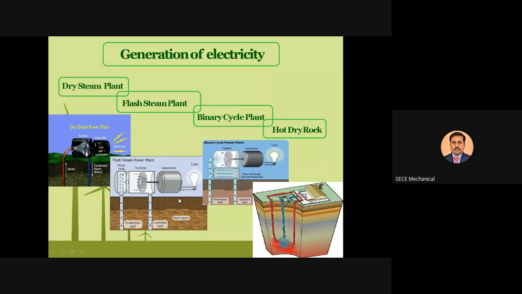That means heat will be exchanged, then water can be converted into steam, and that steam can be utilized for power generation. So in this way, the four methods can be utilized for power generation in geothermal: the first is the dry steam plant, the second is the flash steam plant, the third is the binary cycle plant, and the last one is hot dry rock.